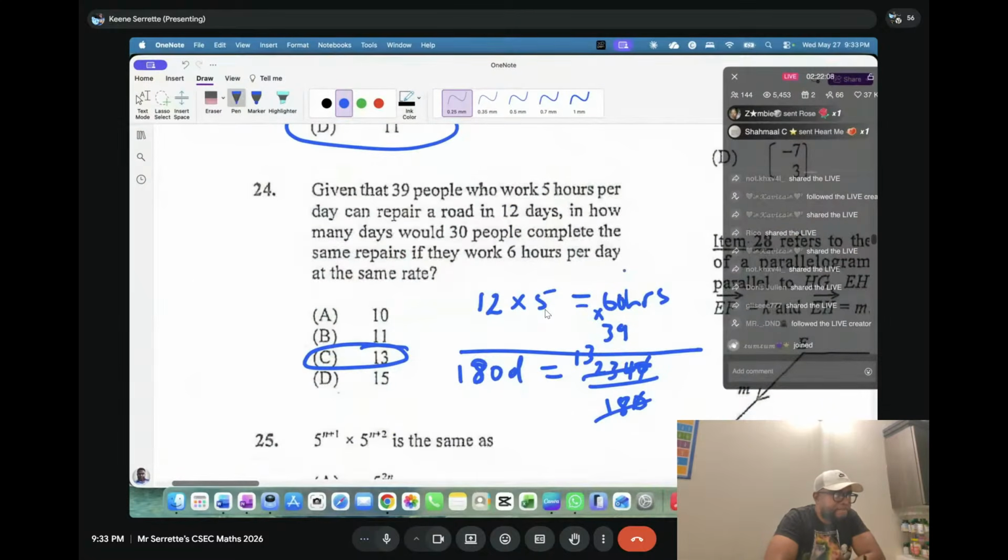Yeah. So the 12 by the 5 gives us 60 hours. It's 39 people, so the 39 people will take 2340. So they want to know the 30 people. Well, 30 by 6 would be 180. And you need to multiply by the amount of days. And it's supposed to be equal because that's the same rate, right?